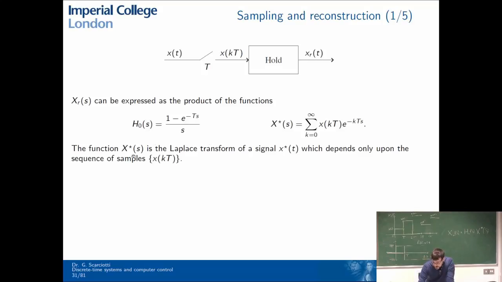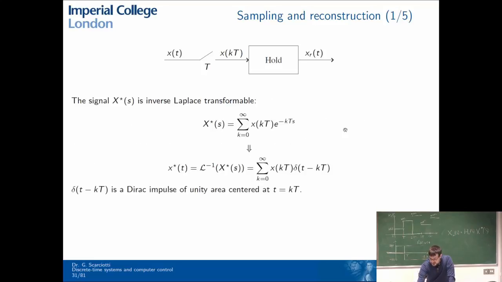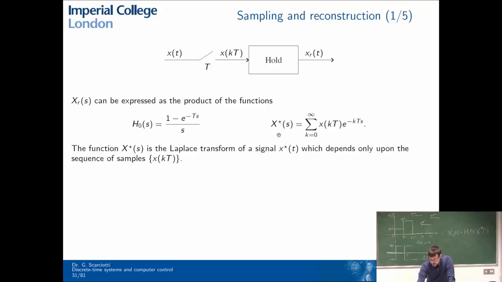And we see that x star of s is the Laplace transform of a signal x star of t, which depends only on the sequence of samples x of k capital T. So we see that in this expression x of t does not appear, but x of kT does, okay? So let's try to understand what this signal is. I want to point out before going on that we call this Laplace transform the starred Laplace transform of x, because there is this star here, okay?